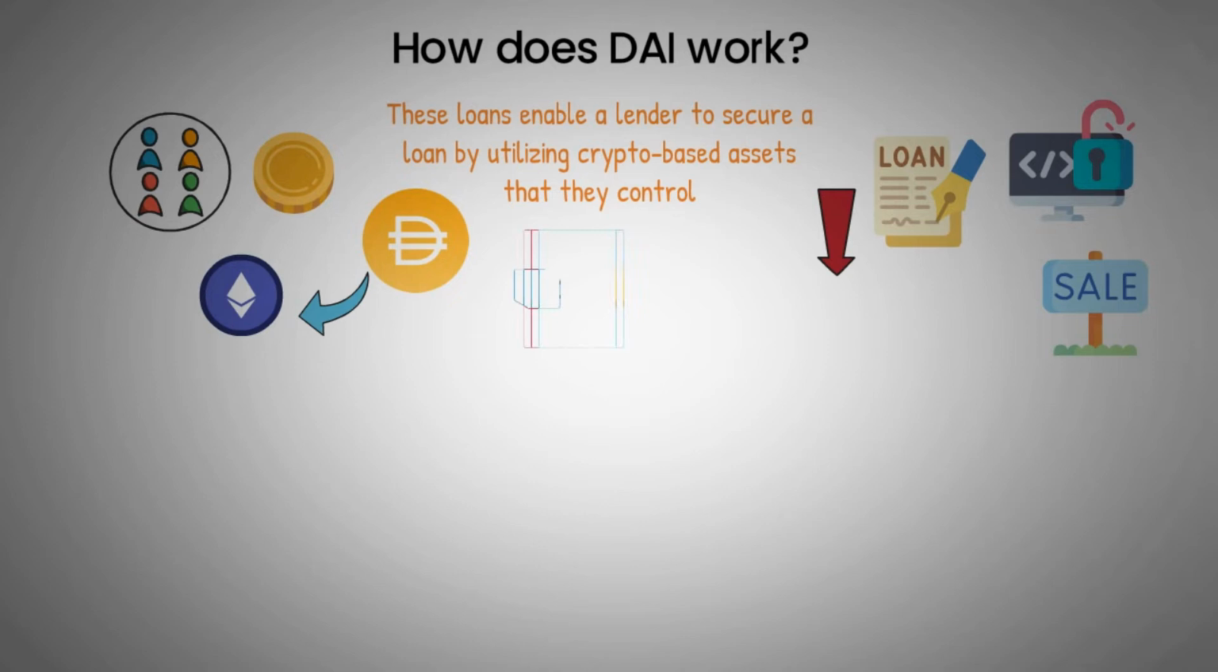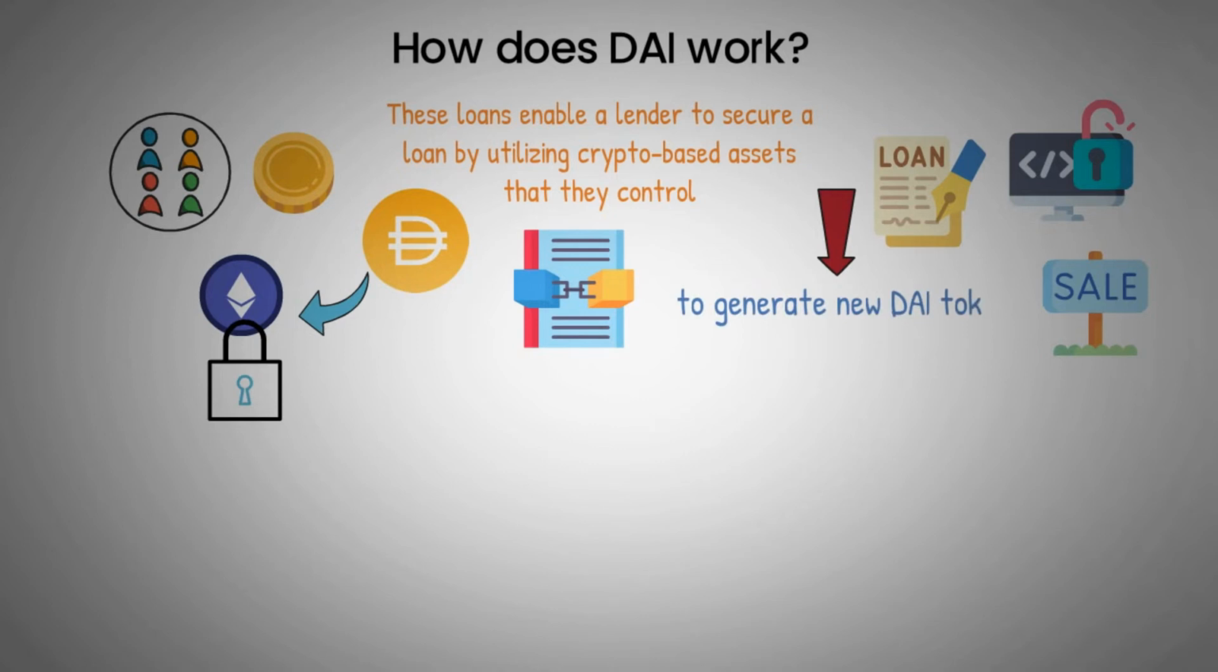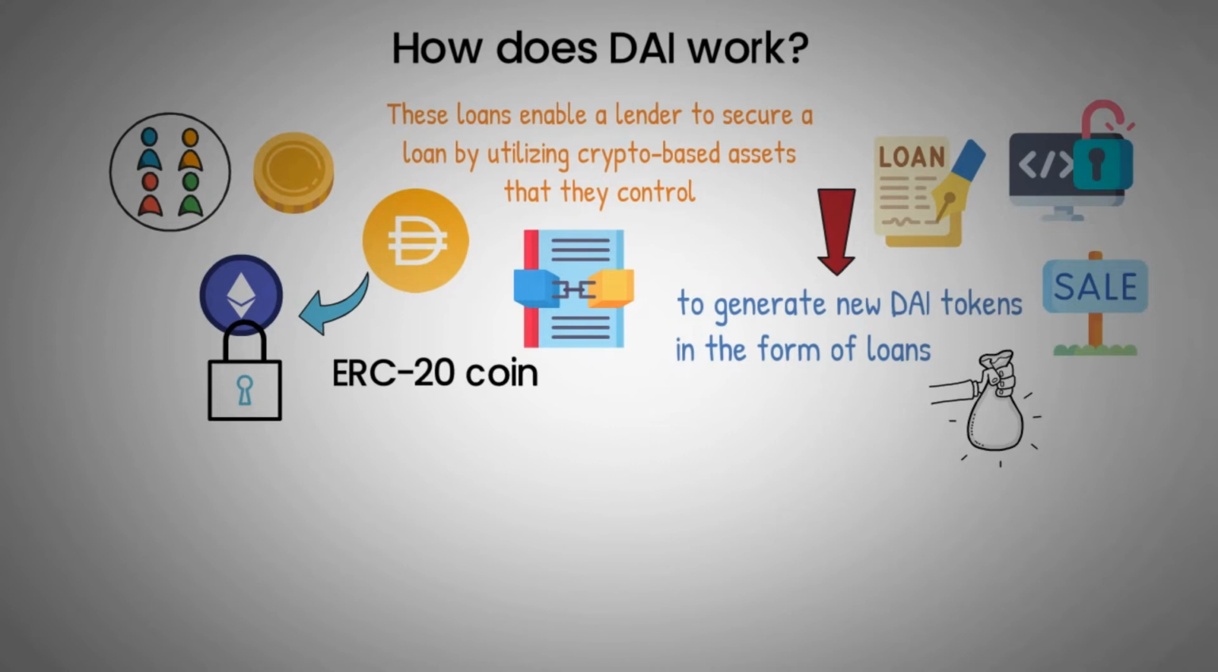The Maker Protocol operates on Ethereum through smart contracts in the form of collateralized obligations, allowing borrowers to lock in ETH and other crypto assets, thus collateralizing them to generate new DAI tokens in the form of loans. A DAI is produced when a loan is taken out on MakerDAO. Once DAI has been built, it functions as a stable ERC20 coin. Similarly, when the debts are repaid, DAI is destroyed.